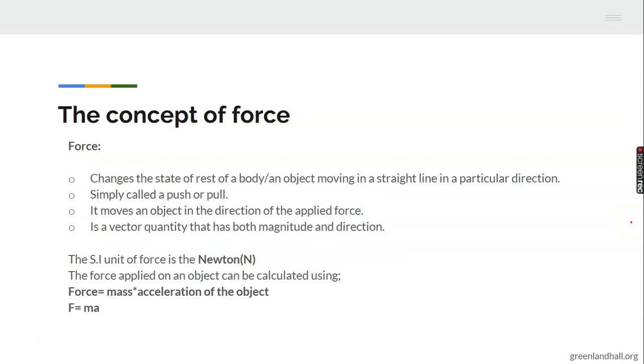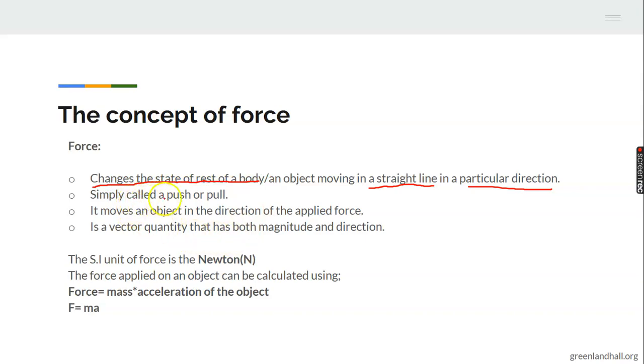So to begin this class, we have the concept of force, our idea, everything we've studied about force. Force, number one, changes the state of rest of a body or an object moving in a straight line in a particular direction. That's why we are talking of direction, and we are as well talking of a straight line in a particular direction. We are also talking about the change of state. That means it is what is called a vector quantity.